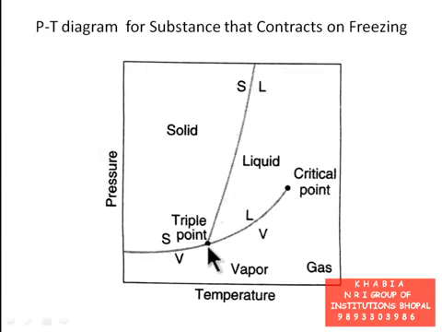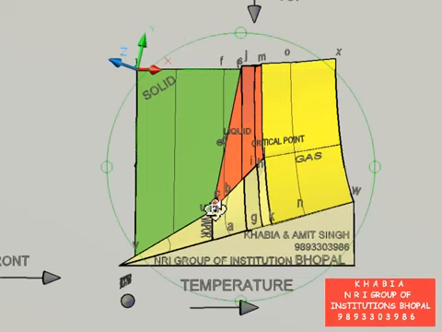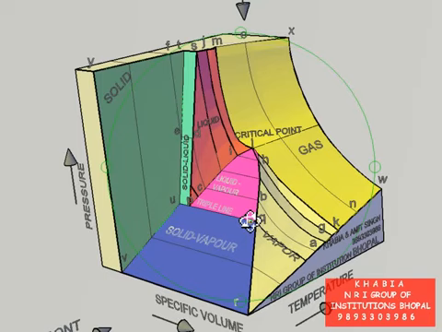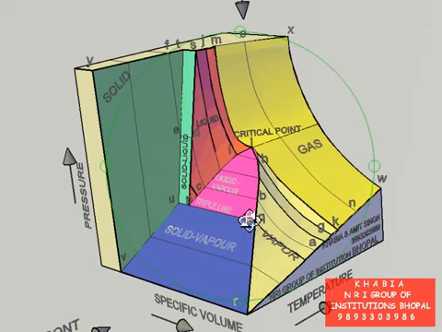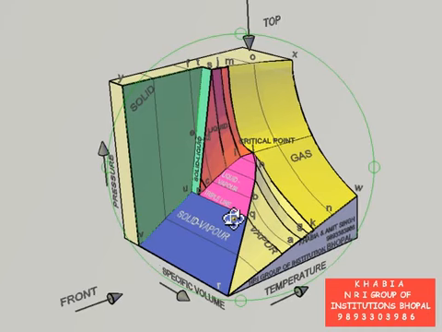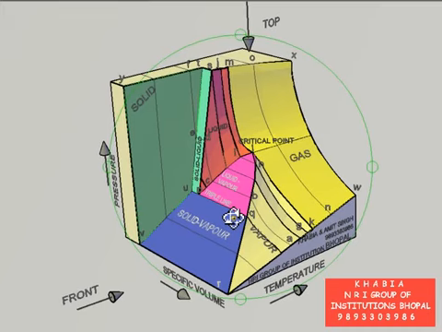Let us now try to understand how triple point appears in a 3D model for PVT surfaces. Triple point of pressure temperature diagram appears as a triple line in the PVT surface model. The reason is for triple point the pressure is fixed and temperature is fixed. Specific volume varies depending on proportion of each phase.